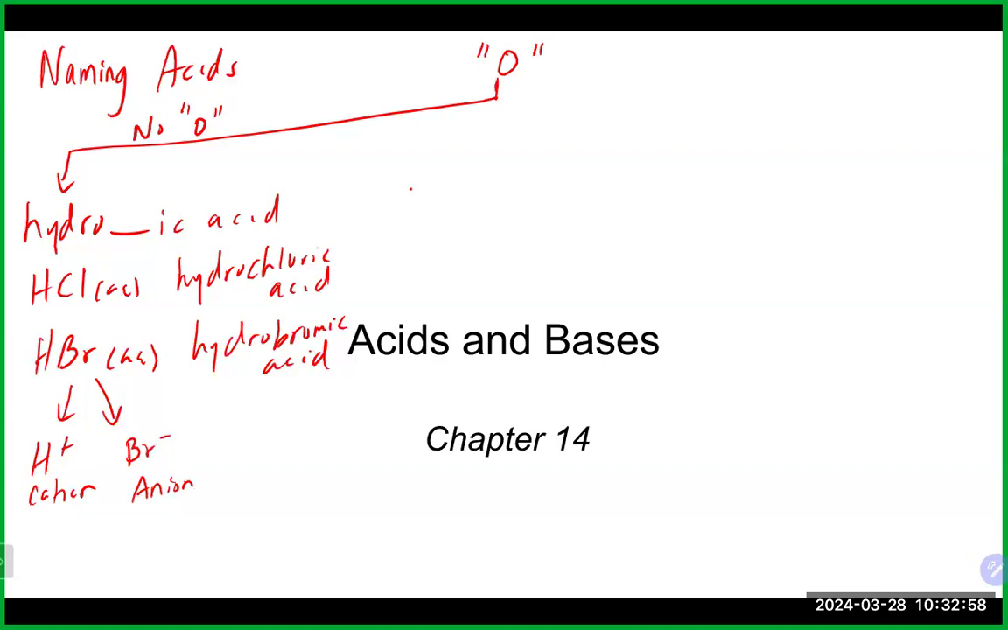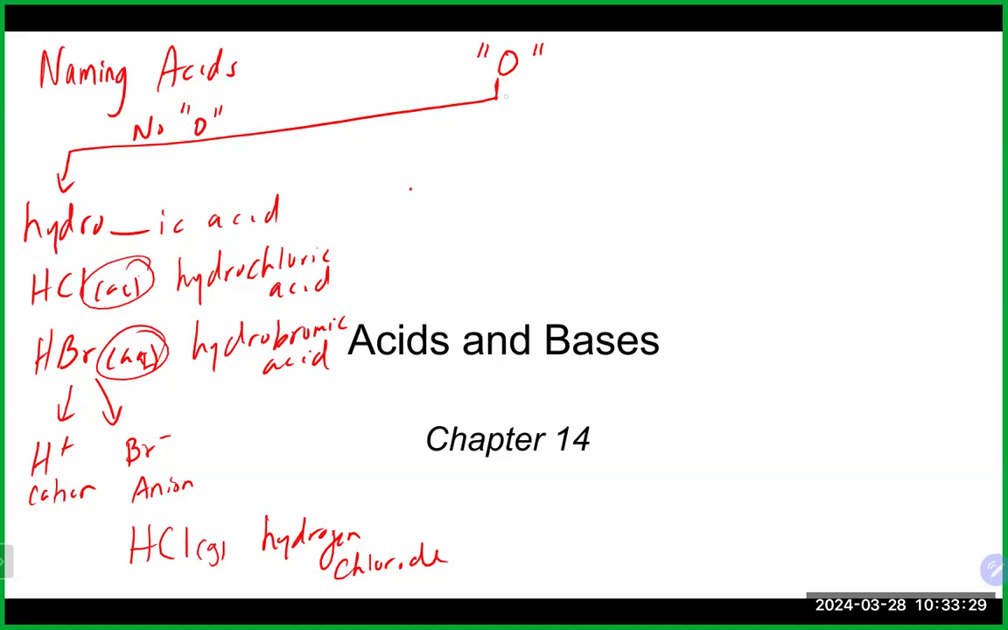We also typically put aqueous next to an acid to indicate that it's in solution, because if I had HCl in the gas state, we would call that hydrogen chloride gas. So you should get in the habit of putting the aqueous symbol next to any acid to indicate that you're dealing with an acid.